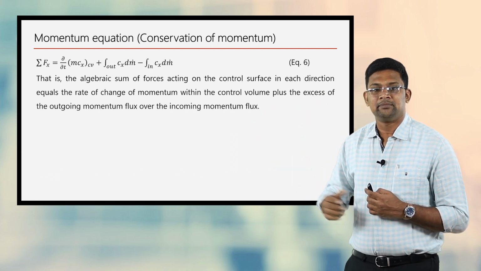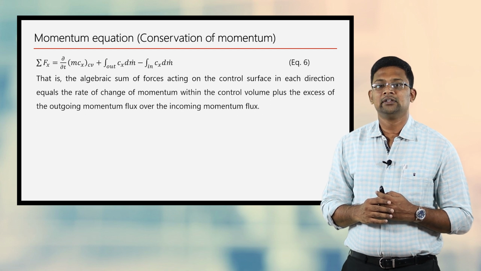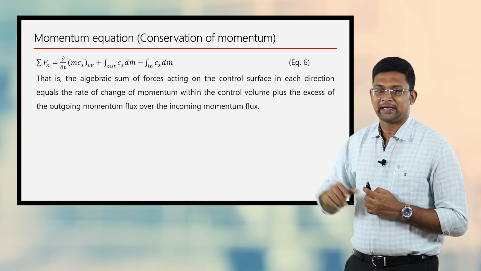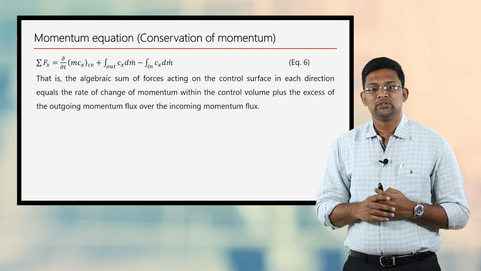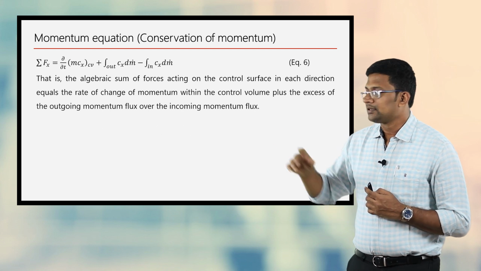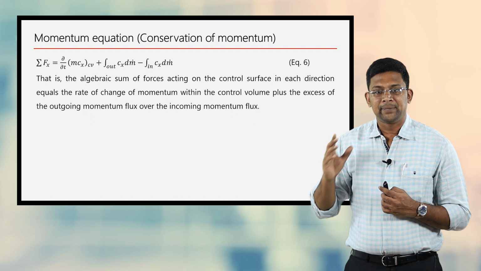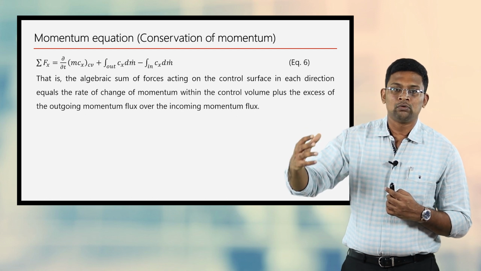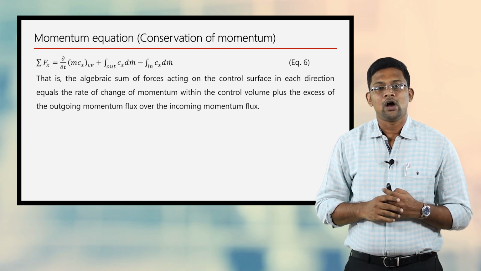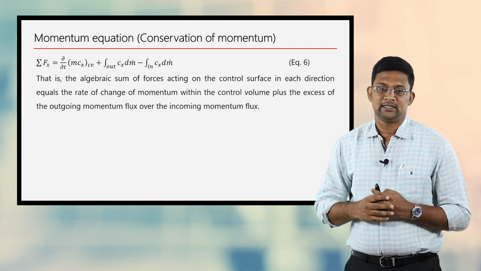This expression can be read as the algebraic sum of forces acting on the control surface in each direction, in this case for the x direction, is equal to the rate of change of momentum within the control volume, that is the first term in the right hand side of the expression, plus the excess of outgoing momentum flux, that is the second term in the RHS, over the incoming momentum flux, that is the final term in the right hand side.